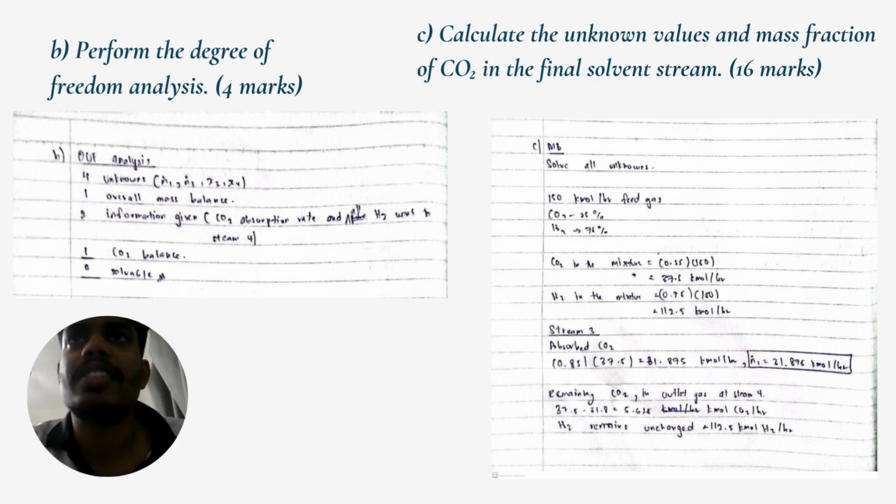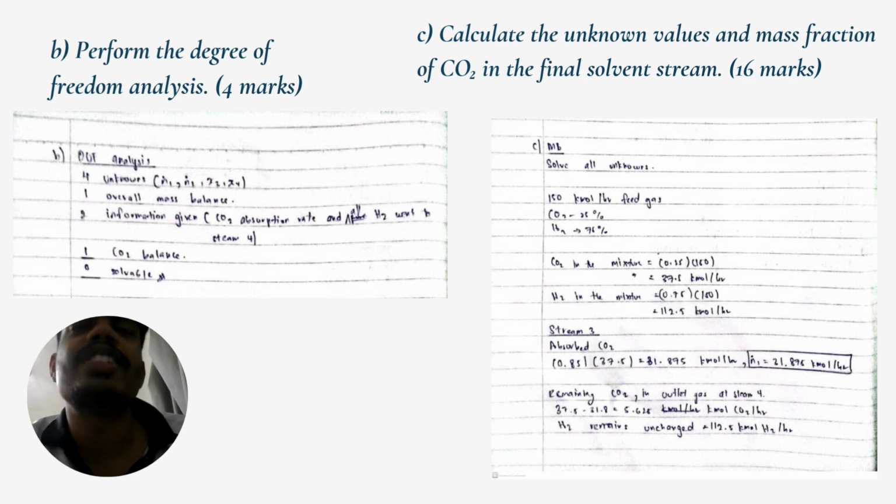For the DOF analysis, there are four unknowns, which are the mole fraction and also the molar flow rate of the gases. There is one overall mass balance and two pieces of information given, which are the CO2 absorption rate and that H2 went to stream 4, which means all the H2 that entered went to stream 4 and there is no H2 in stream 3. Then one CO2 balance, which equals 0, and it is solvable.